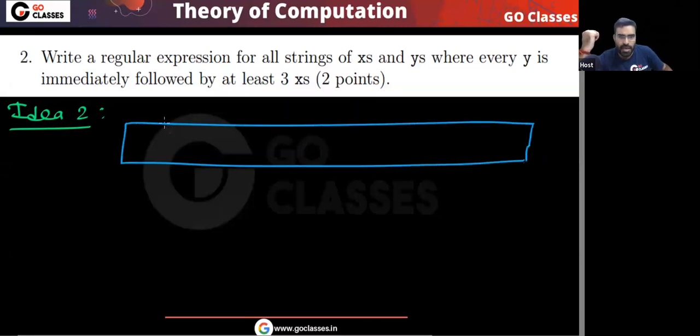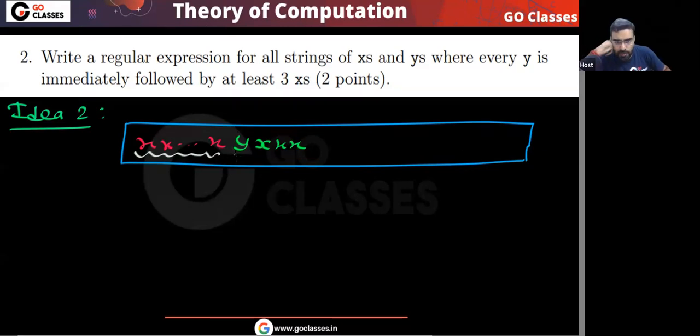So you tell me, if x are coming, is there any problem? There is no problem, right? We have no problem with x. If y is coming, then who will come together? At least 3x will come together. So notice one thing. If these people are coming, there is no problem.